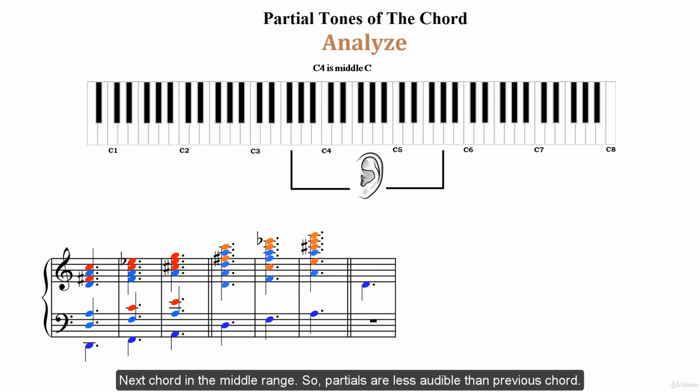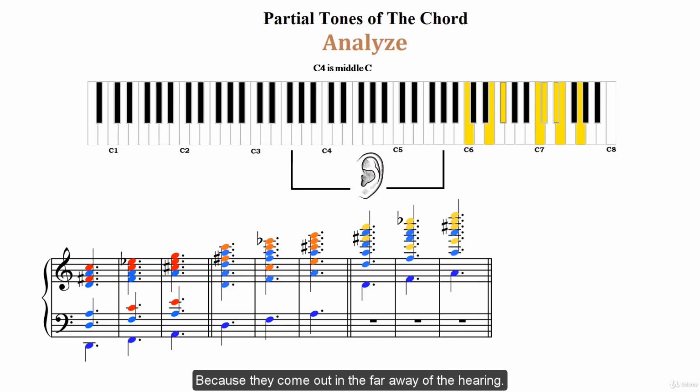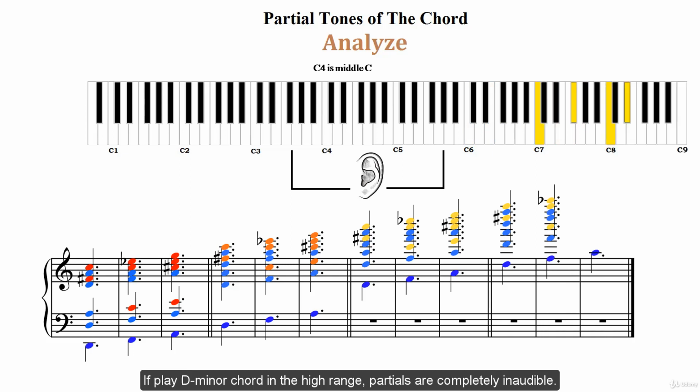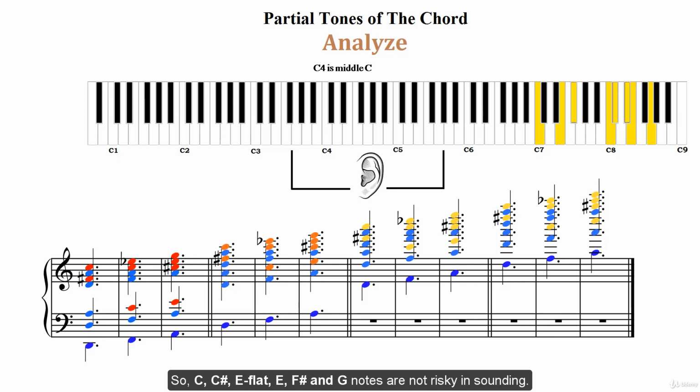Next chord in the middle range. So partials are less audible than in the previous chord, because they come out far away from the hearing range. If you play a D minor chord in the high range, partials are completely inaudible. So C, C sharp, E flat, E, F sharp and G notes are not risky in the sounding.